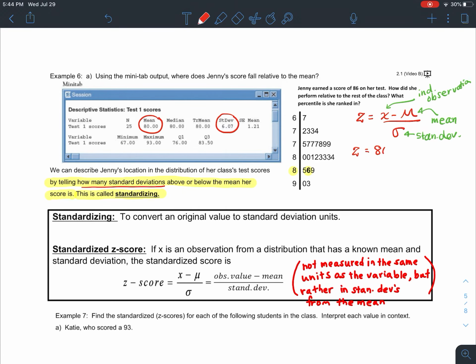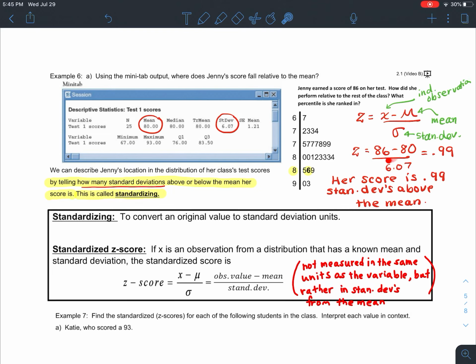So for this problem, we would plug 86 in for the x, that's Jenny's score, minus 80, that's the mean, and divide by the standard deviation, and we would roughly get 0.99. So that means that her score is almost one standard deviation, but it's 0.99 standard deviations above the mean, okay? Because she had a positive z-score, it means Jenny is above the mean. If you get a z-score that's negative, then you're that many standard deviations below the mean.